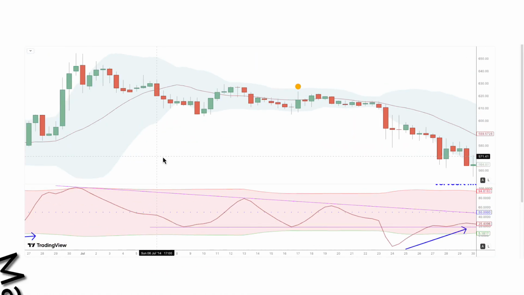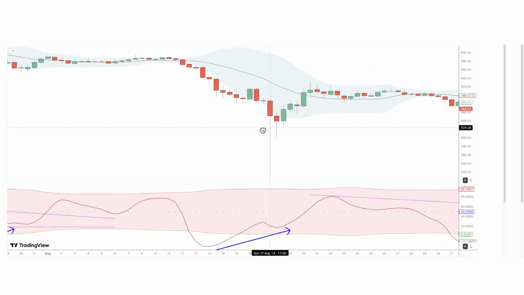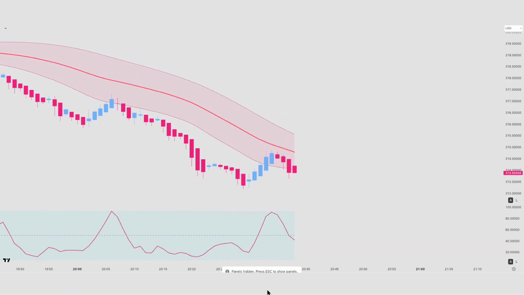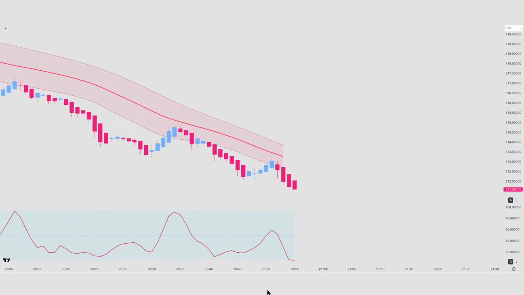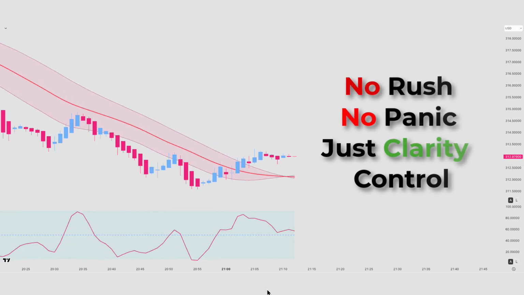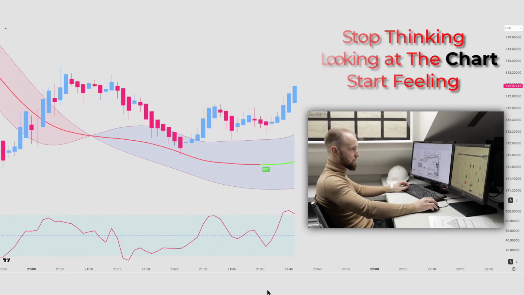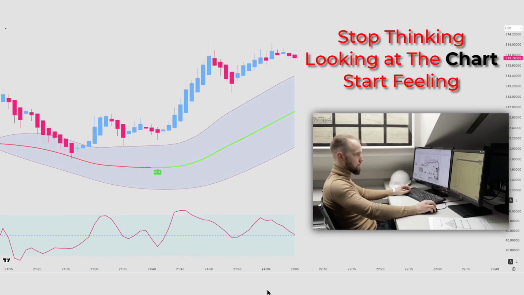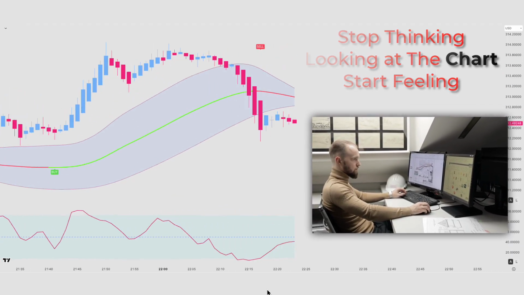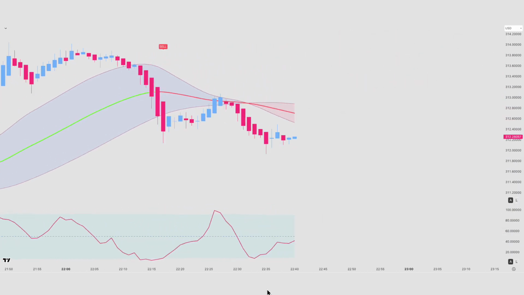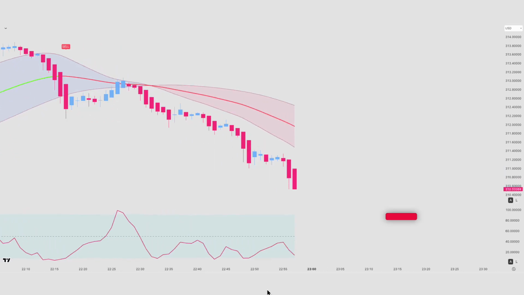The market doesn't make noise. It only gives hints. When an entry comes, it comes quietly. When an exit comes, it gives a warning. No rush, no panic, just clarity and control. If you also want to stop thinking when looking at the chart and start feeling the decisions, then don't skip this video, because sometimes less indicators, more money.